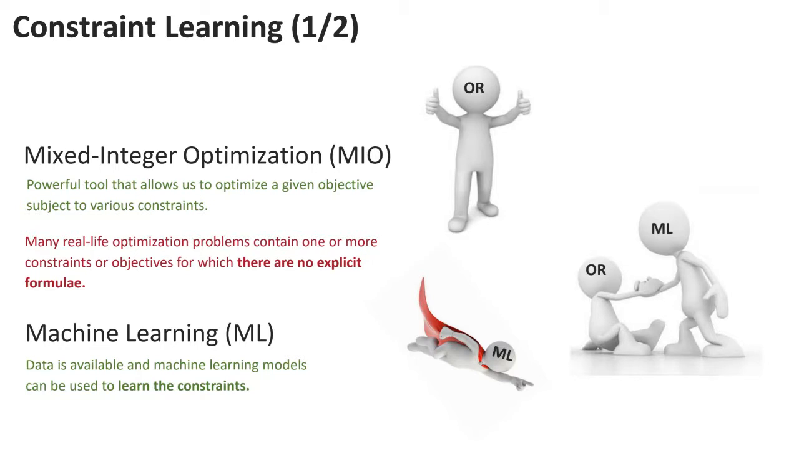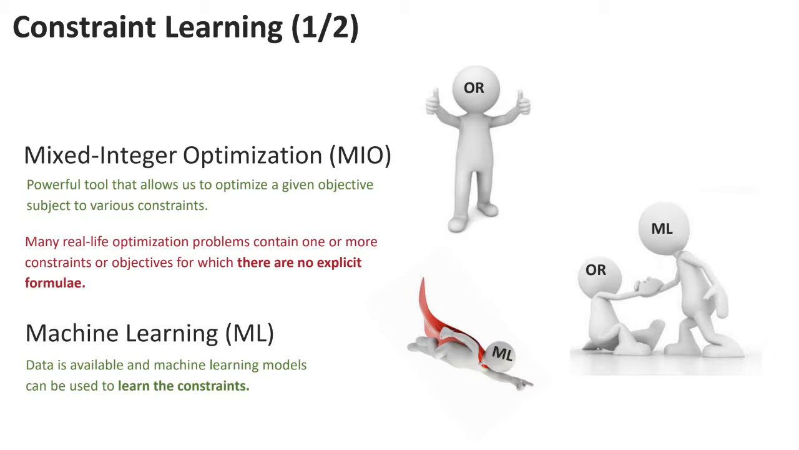This optimization problem is used many times in real life for solving many different problems. Sometimes, though, there are real life optimization problems where either the objective function or the constraints are not explicit, which means that we don't have a function for it and we don't know how to describe it in a realistic way. But when data is available, we can make use of it. We can learn the constraint or the objective function using machine learning models and try to embed it into the optimization model. From now on in the presentation, I'm just going to talk about constraint learning, but it actually extends to the objective function as well.